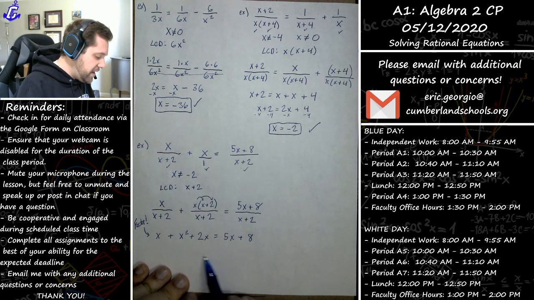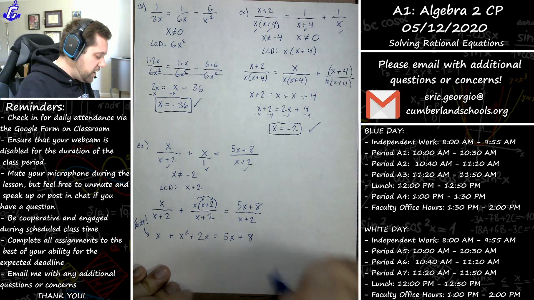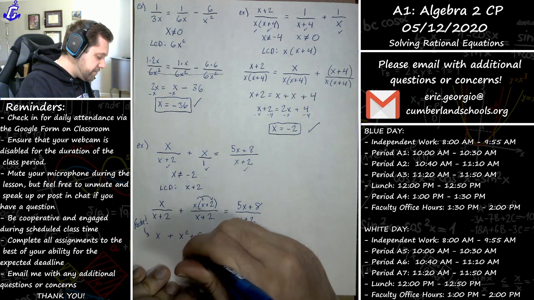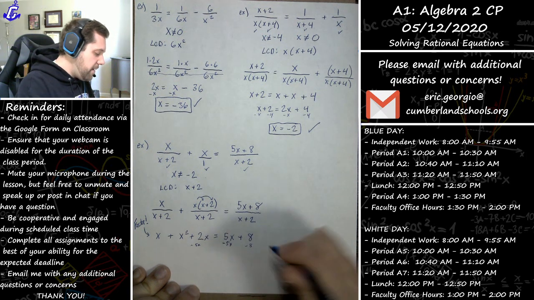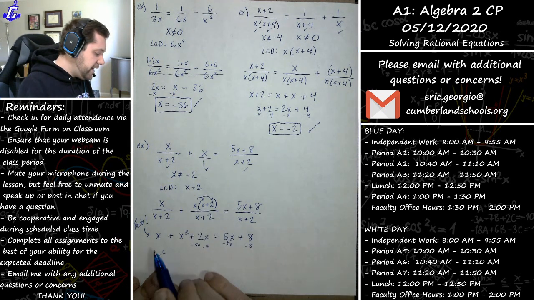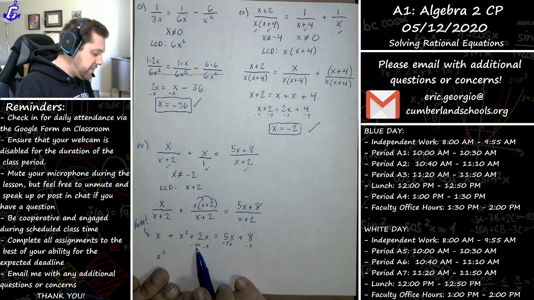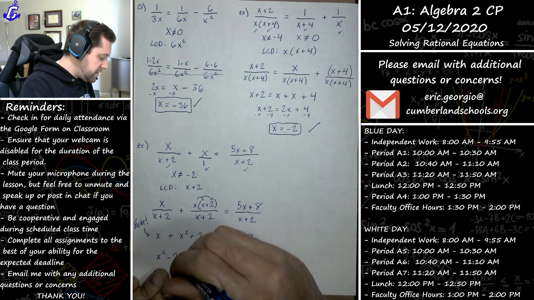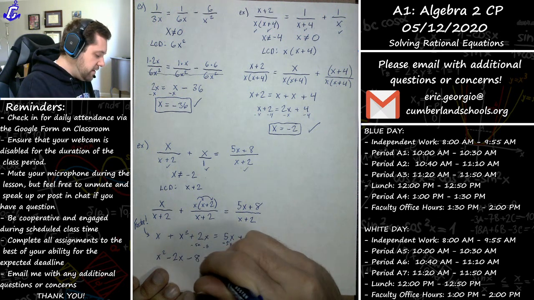I'm going to move the 5x over to here. I'm going to move the 8 over to here by subtracting 5x and subtracting 8. And now let's see what we got. We have x squared. Here we have x plus 2x is 3x minus the 5x we brought over is minus 2x. And then minus 8 is equal to 0.